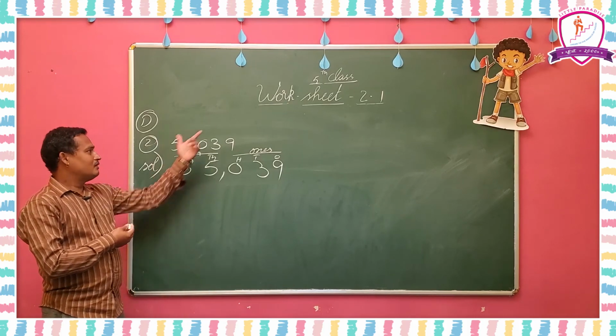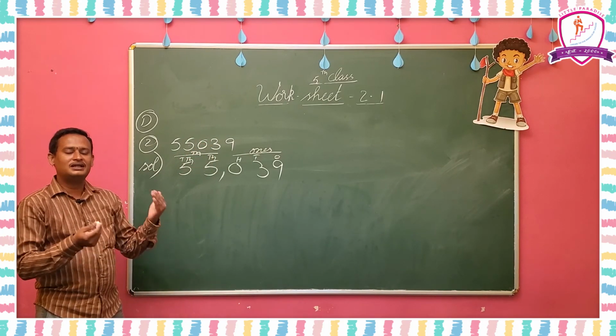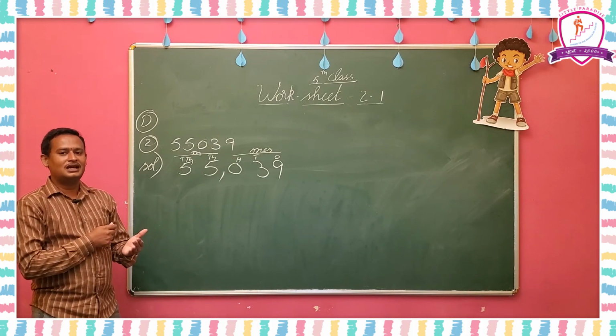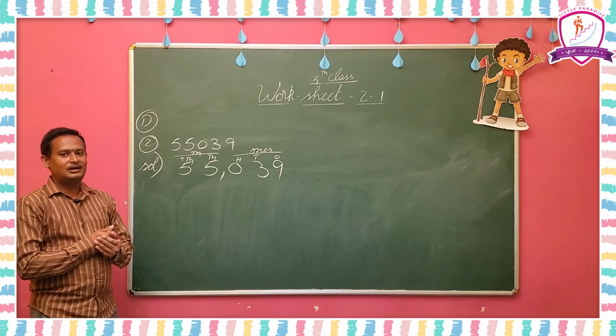Okay. Complete the worksheet 2.1. All sums you have to complete. First you have to complete the sums I explained. Then you have to do the remaining sums. Then it will become easy to complete the worksheet 2.1. Understood? Okay.